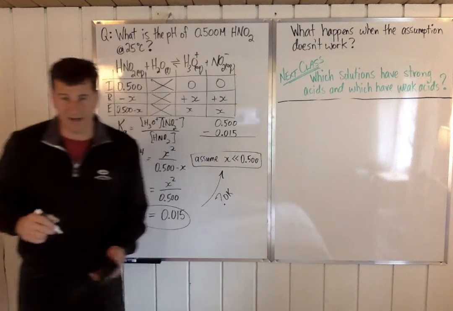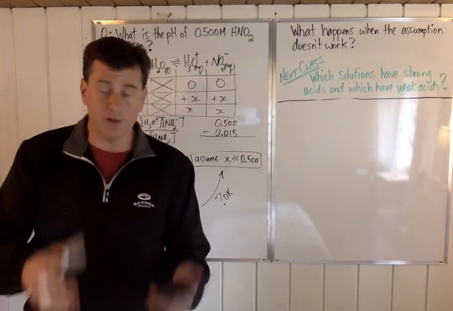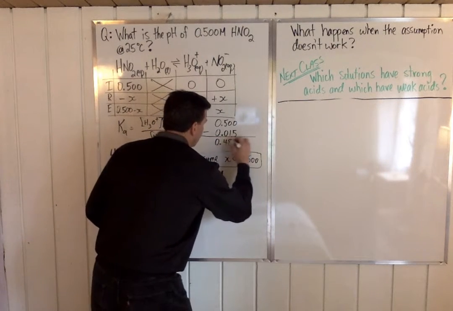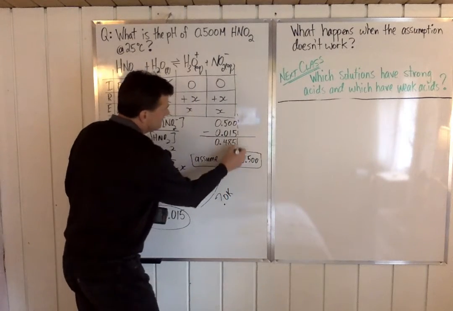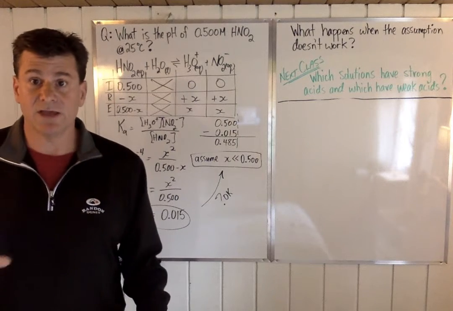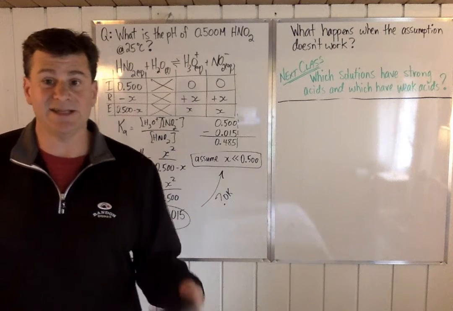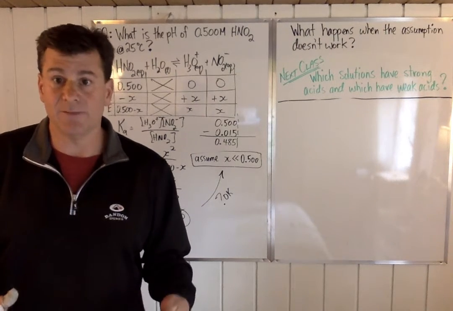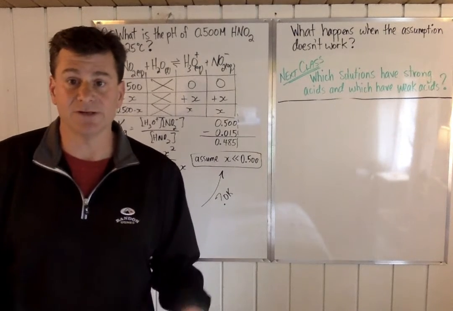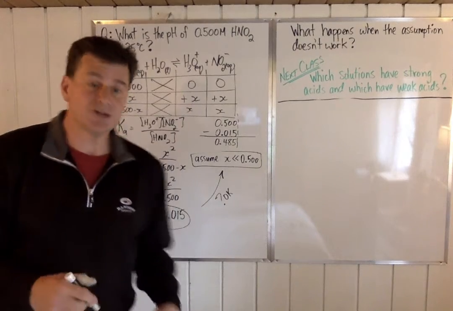And you can already tell that when you do that subtraction, whether you do it in your head or pull out your calculator, it comes out to 0.485. And because it goes to 3 place values, you need to keep all 3 of those place values. So the actual x value of 0.015 did change what was in the bottom of the fraction. It didn't round back to 0.500. It's been changed to 0.485, which means your assumption doesn't work.